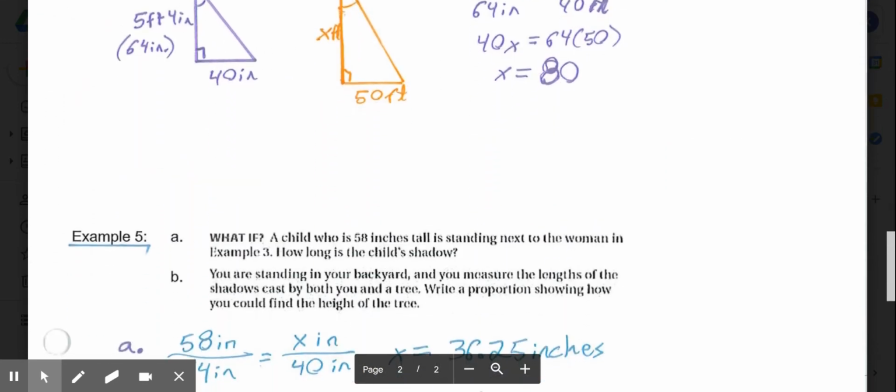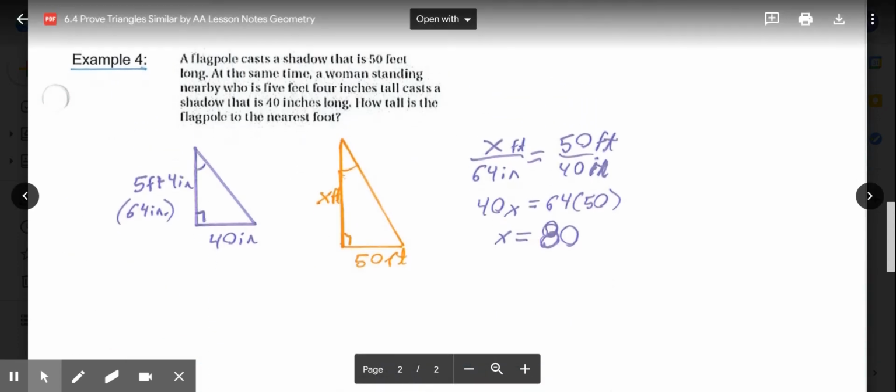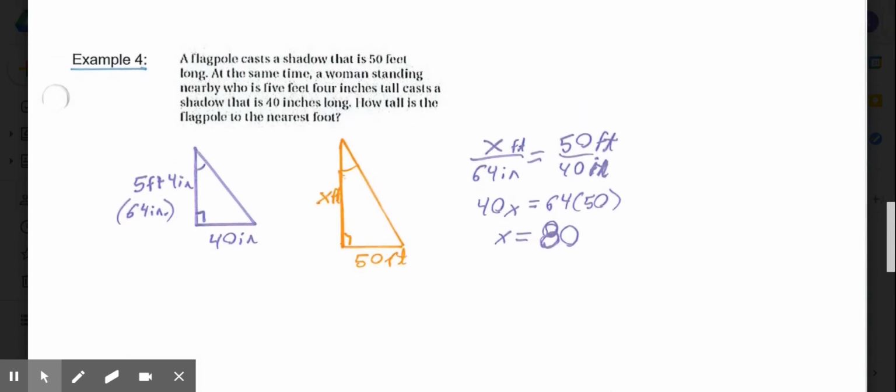And we get down to examples 4 and 5, our last 2 for this lesson. In example 4, it's a word problem. And as always, I'd recommend drawing a diagram of the situation, which you can see below in my 2 triangles. It tells us a flagpole casts a shadow that is 50 feet long. At the same time, a woman standing nearby who is 5 feet 4 inches tall casts a shadow that's 40 inches long. How tall is the flagpole to the nearest foot?